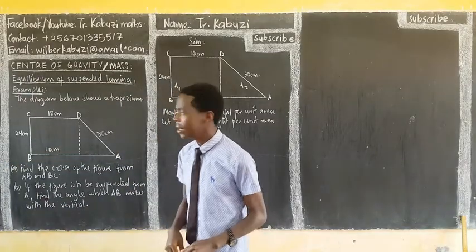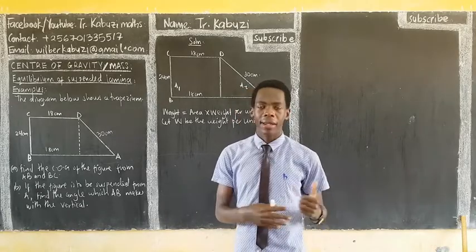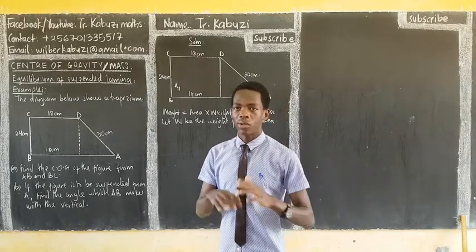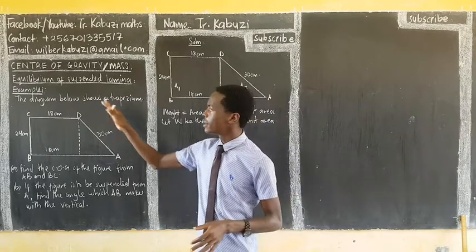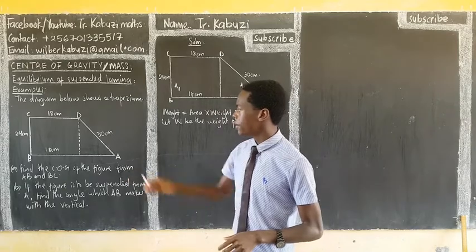Okay, this is now the second example, about a premium suspended lamina. The first case we saw in the previous lesson was just easy. Now, this is how the question is going to be. The diagram below shows a trapezium, as you can see.